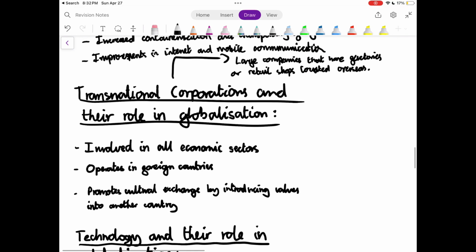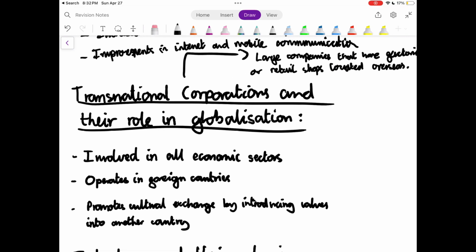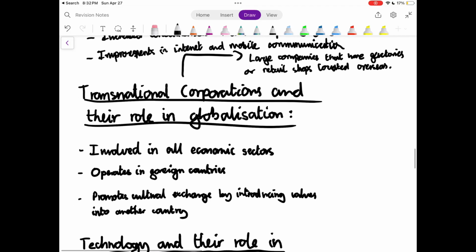So transnational corporations are involved in all the economic sectors, so primary, secondary, tertiary, and quaternary. They operate in foreign countries, as I said in the definition. And it also promotes cultural exchange by introducing values into another country.